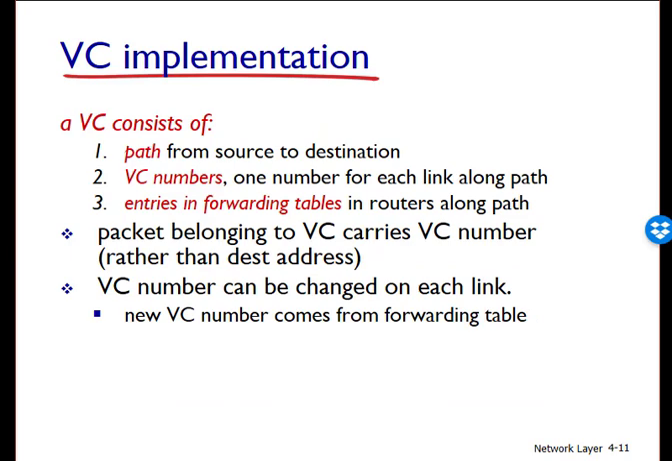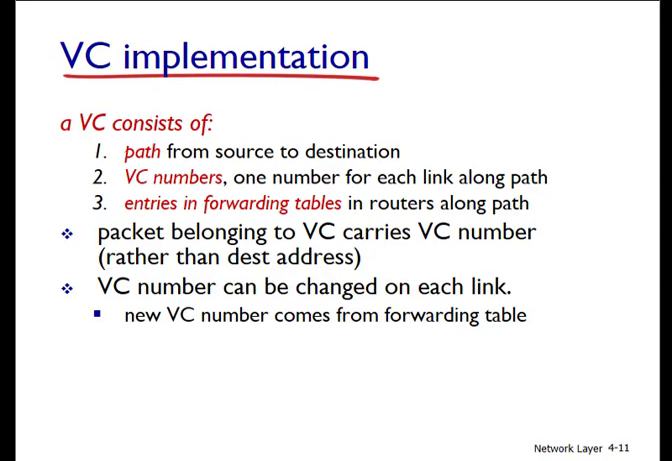A virtual circuit consists of: 1. A path, the series of links and routers between the source and the destination. 2. The virtual circuit number, one number for each link along the path. And 3. Entries in the forwarding tables in each router along the path. 3 components: a path, a virtual circuit number, and entries in the forwarding table in each router along the path.